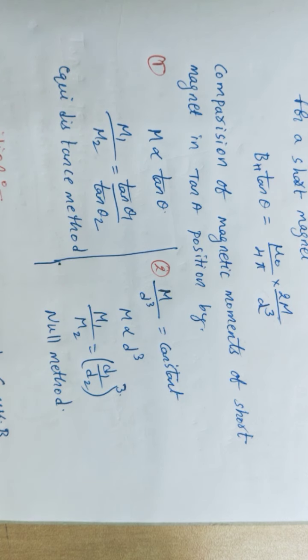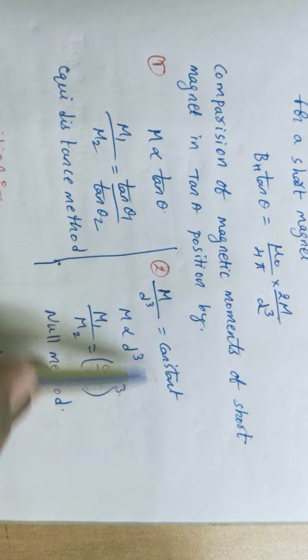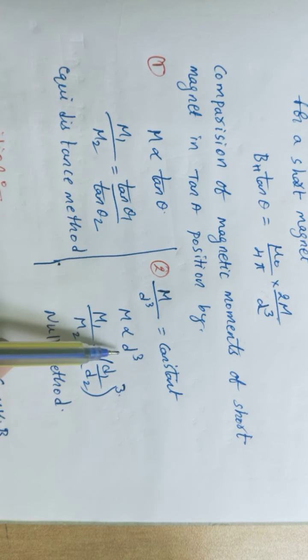What can we call it, students? Equidistance method we can call it. So one more thing, the null method, I want to discuss. Null method means tan theta remains constant. In that condition m by d cube is equal to constant, or m is proportional to d cube.